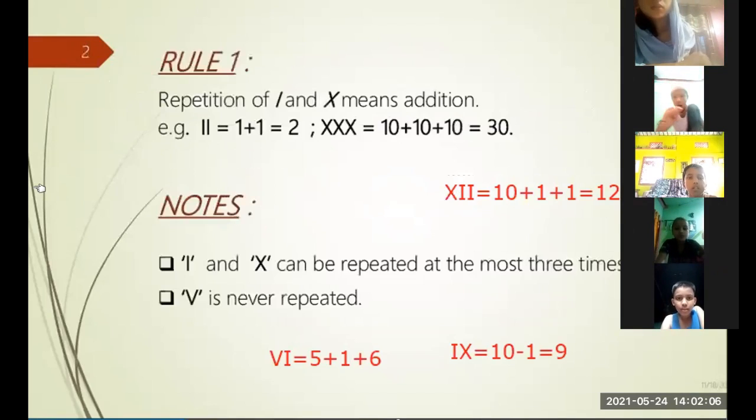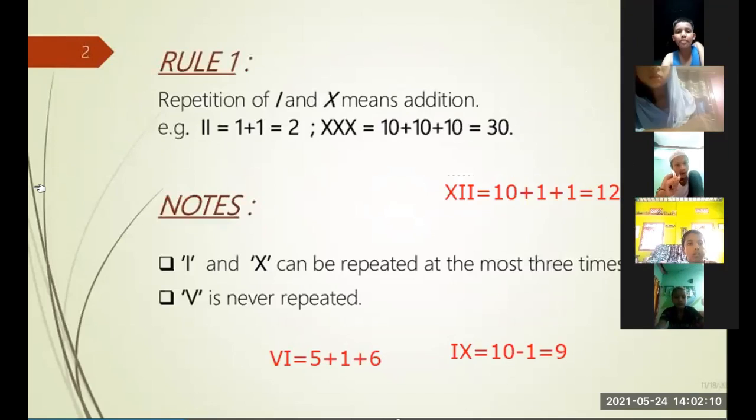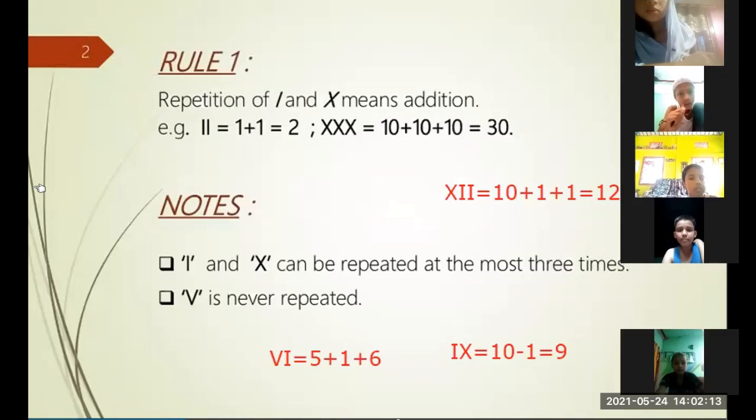In the first rule, what have we seen? Repetition of I and X means addition. Can you make me understand? That means if I repeats or if X repeats, both cases will add. Correct or not? Yes, sir.